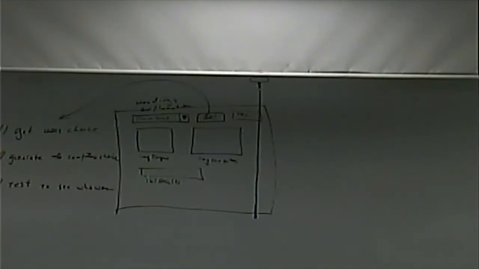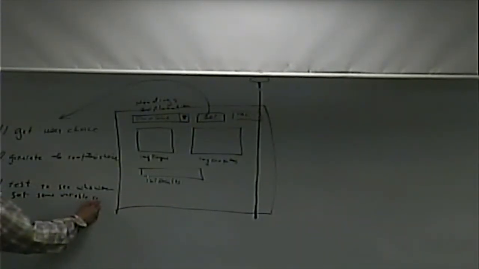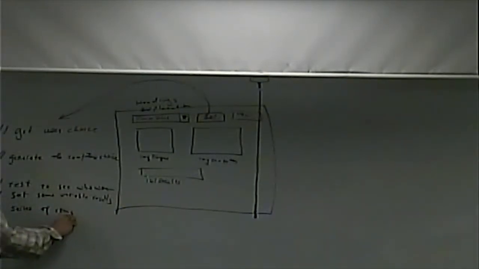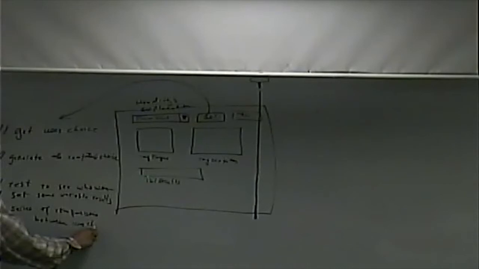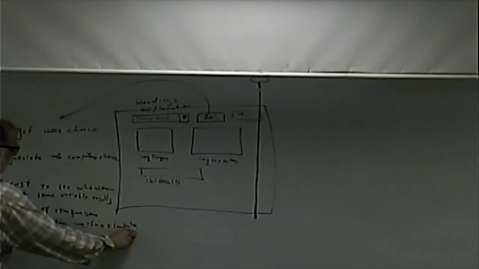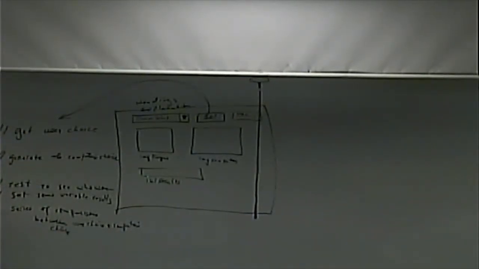But you know what? As long as you did it consistently, it wouldn't matter. You could make winning 99, losing 100, and tying 101. As long as you coded it in a way that made sense for you, it really wouldn't matter. So, you're going to set some variable that has the results. Now, the testing is going to look like this. You're going to have a series of comparisons between the user's choice and the computer's choice that you're going to use to see if they've won or lost.